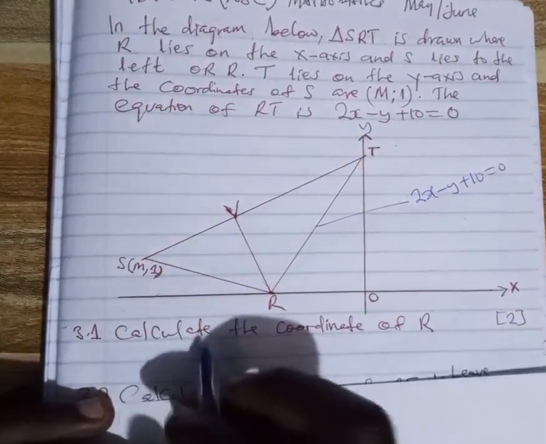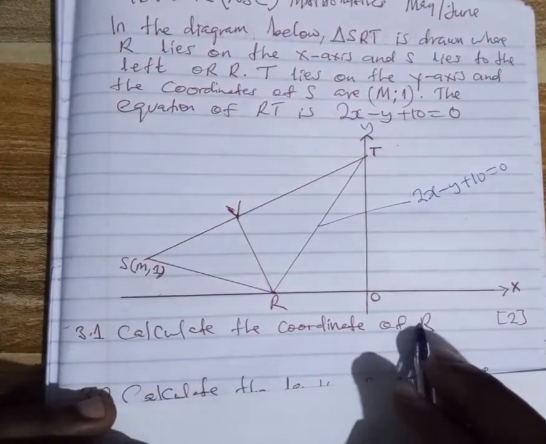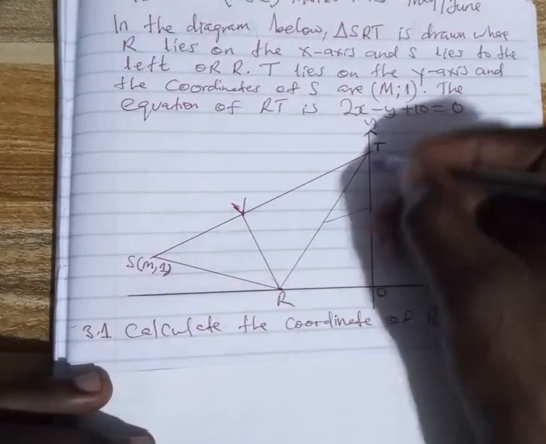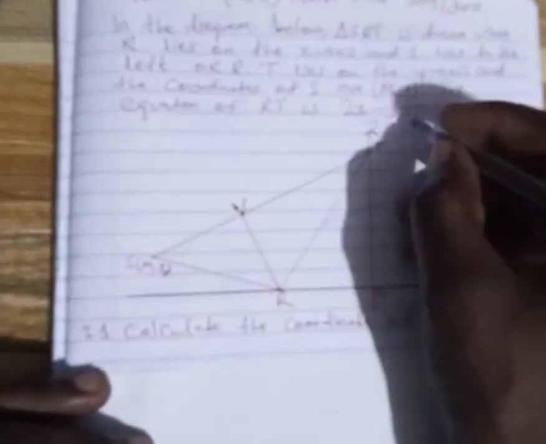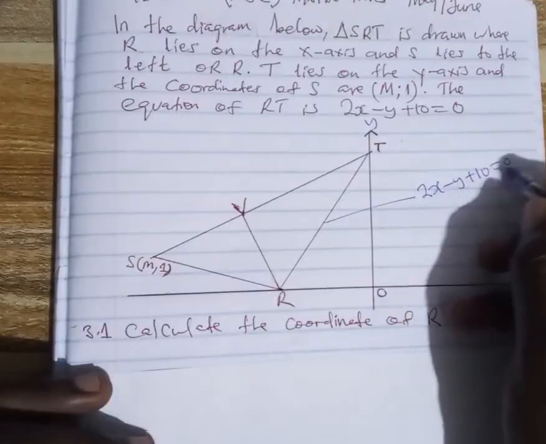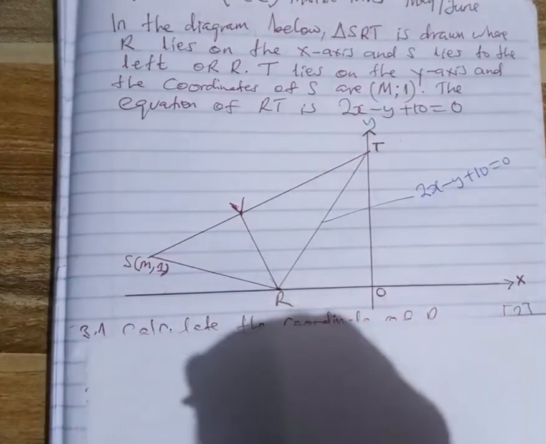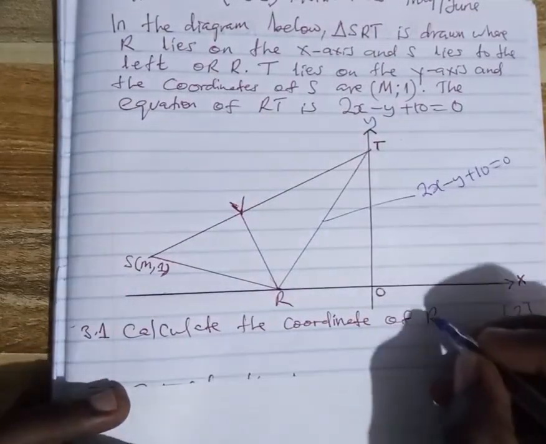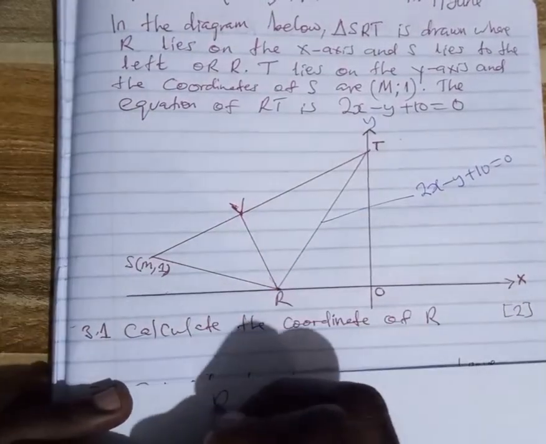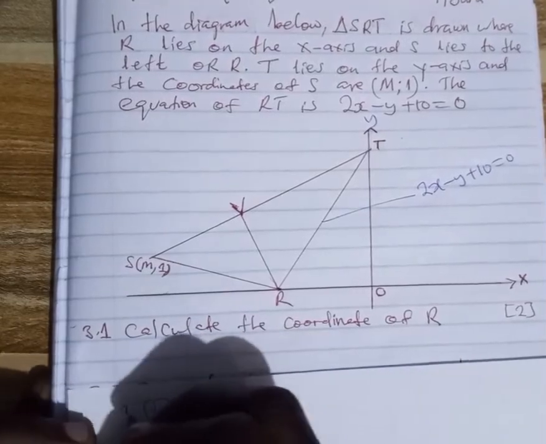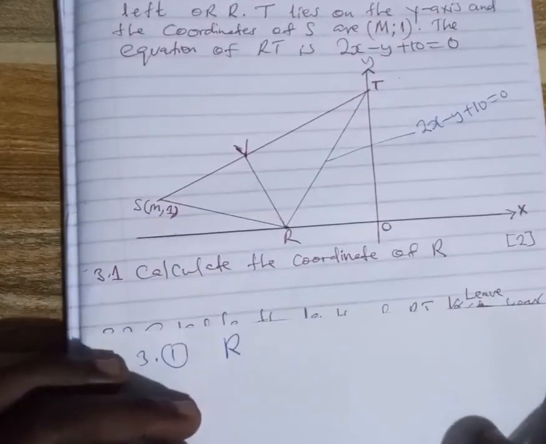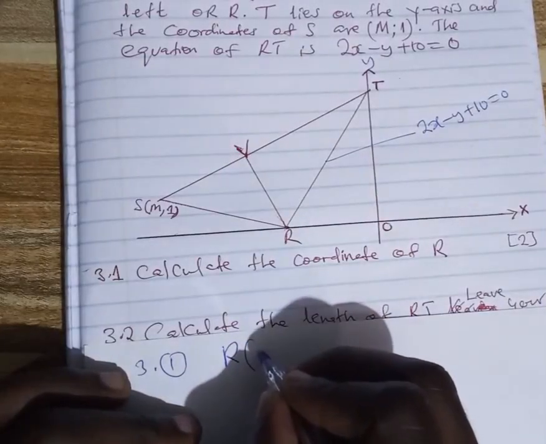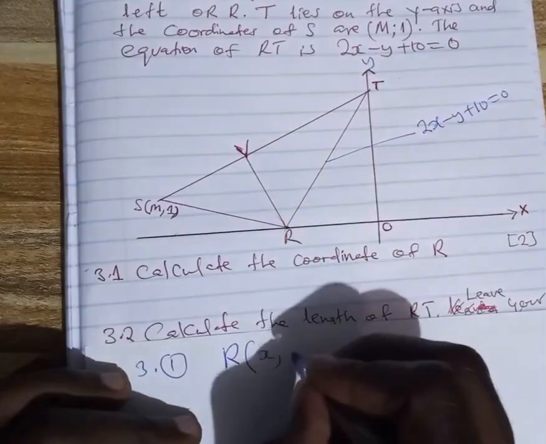So what's the first question? The first question is saying, calculate the coordinates of R. This is 3 marks. The equation of RT is given as 2x minus y plus 10 equal to 0. To find the coordinates of T, we first find the coordinates of R. R is on the x-axis. On the x-axis, y is 0. So for x we don't know, but for y at this particular point is 0.